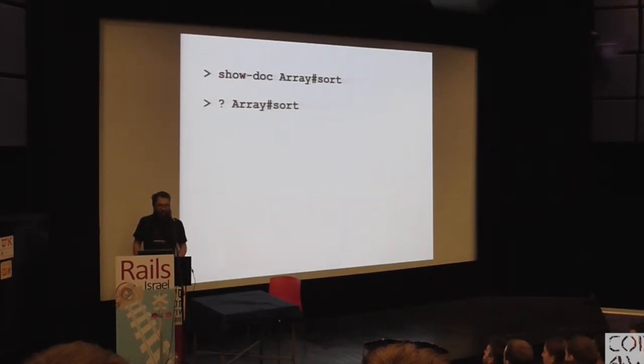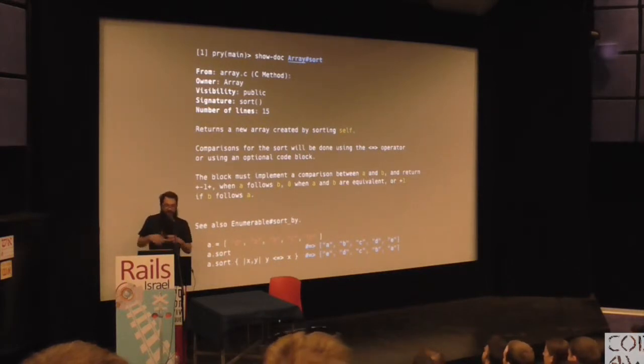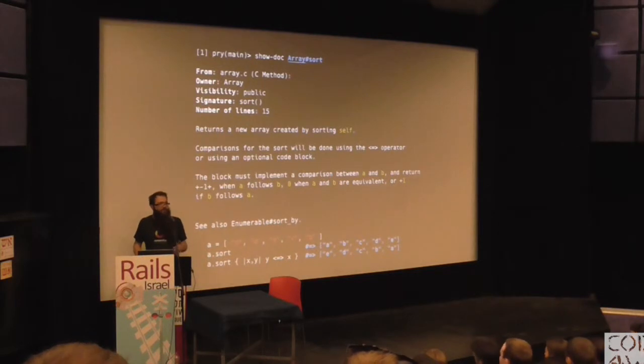So what this does is show the documentation for array sort, which is implemented in MRI in C code. There's a shortcut for it, and the result will look like this. It basically shows you where the definition is. It will show you who the owner is, so the class or the module around it, the signature, which is kind of handy, how many parameters or what kind of parameters you need, the visibility, public, private, protected.